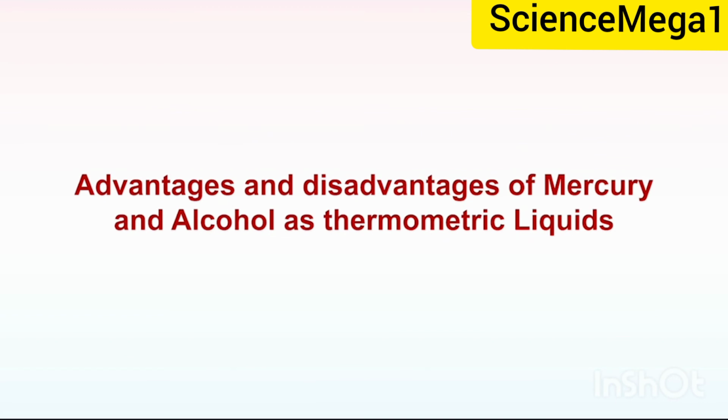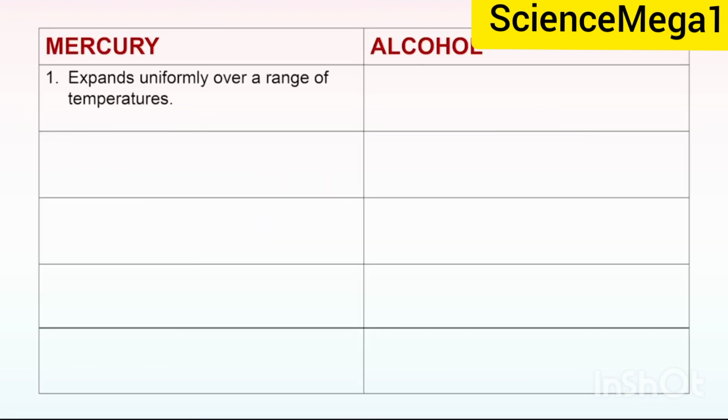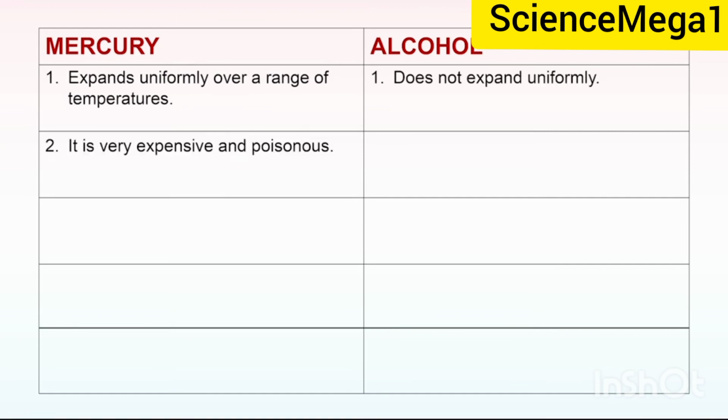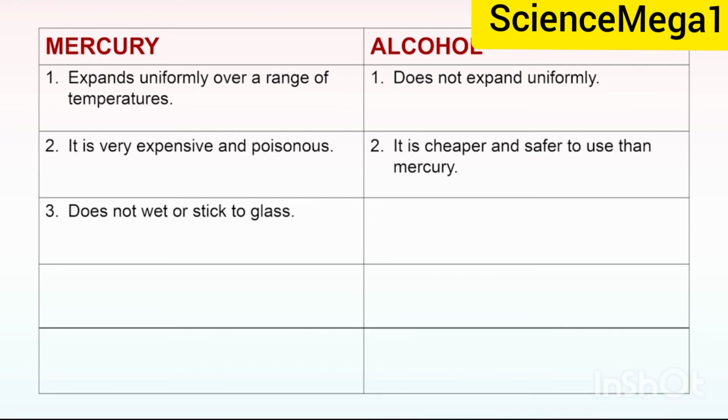Finally, I want us to take a look at the advantages and disadvantages of mercury and alcohol as thermometric liquids. Mercury expands uniformly over a range of temperatures, but alcohol does not expand uniformly. Mercury is very expensive and poisonous, but alcohol is cheaper and safer to use than mercury. Mercury does not wet or stick to glass, but alcohol tends to wet or stick to glass.